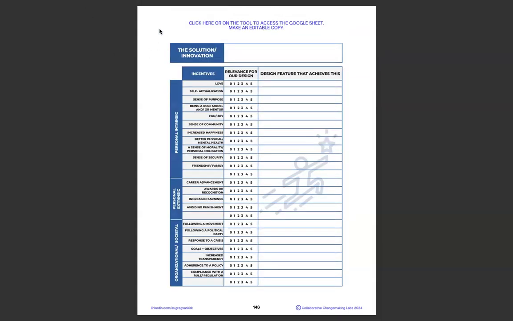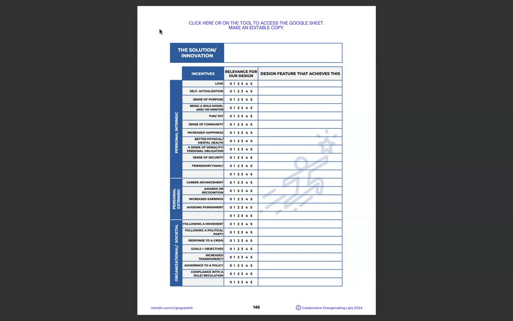So here's our tool. As always, you can click here. If you look at the top, in a PDF version, you can click here, right there it is, or on the tool to access the Google Sheet, make an editable copy. So you can use it in any kind of environment, certainly edit yourself. You see there's space here for you to add incentives.